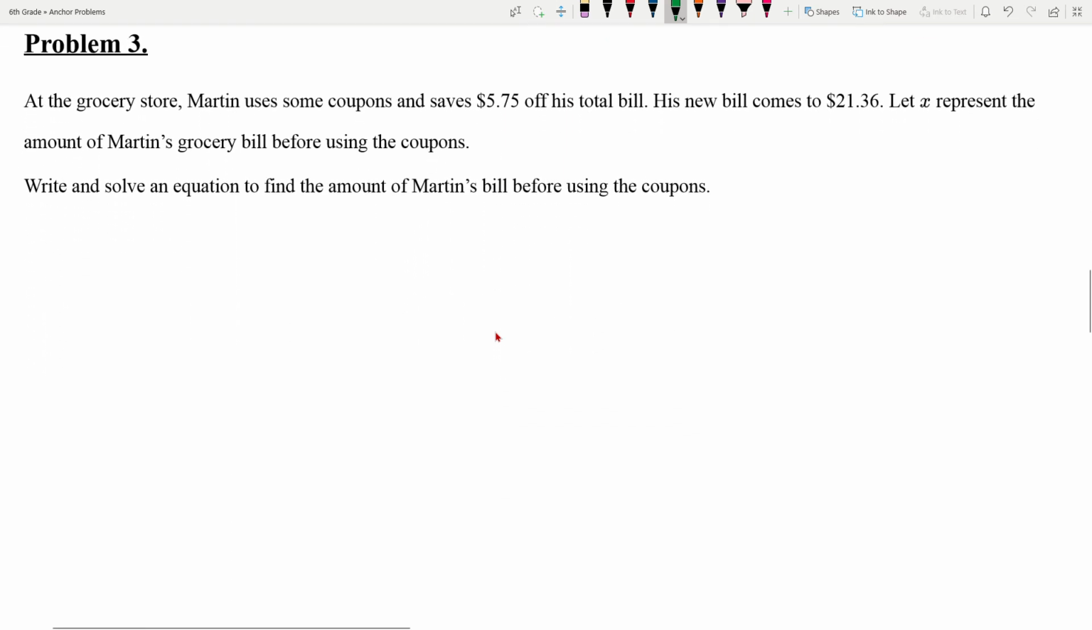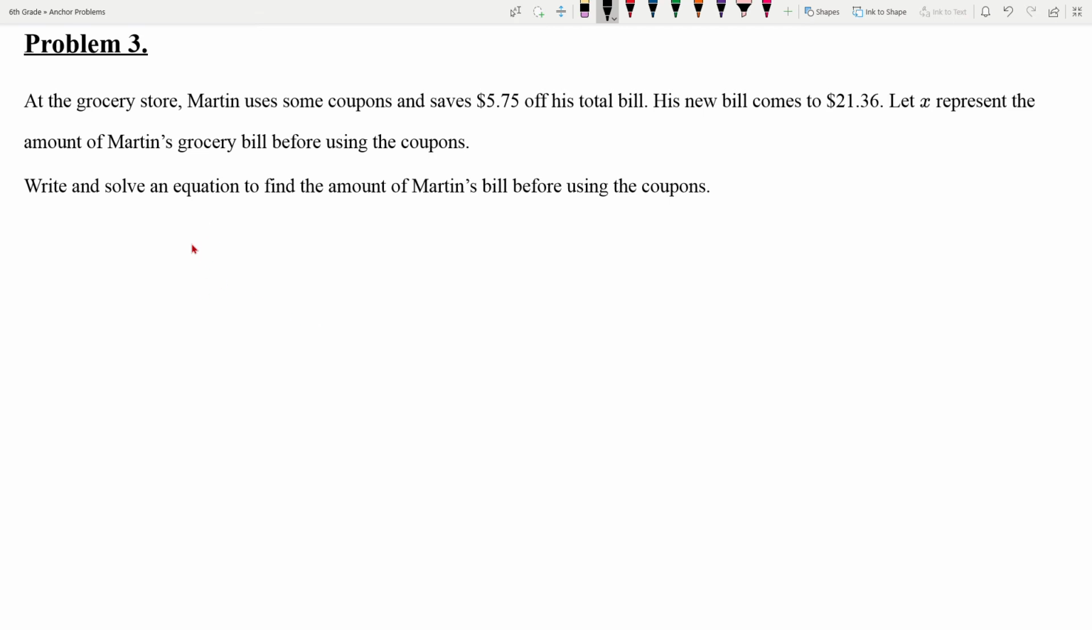Problem 3. At the grocery store, Martin uses some coupons and saves $5.75 off his total bill. His new bill comes to $21.36. Let X represent the amount of Martin's grocery bill before using the coupons. Write and solve an equation to find the amount of Martin's bill before using coupons.